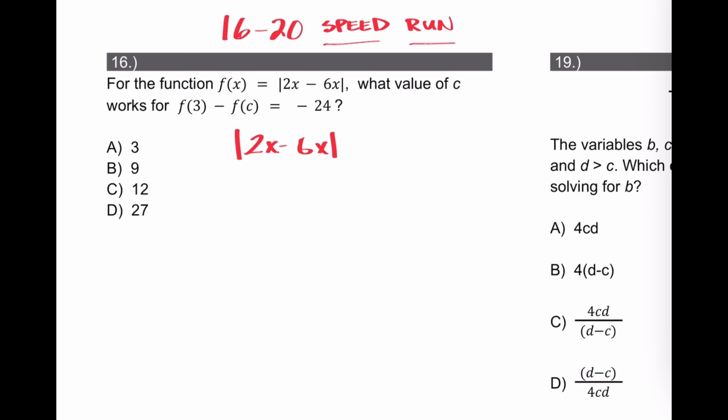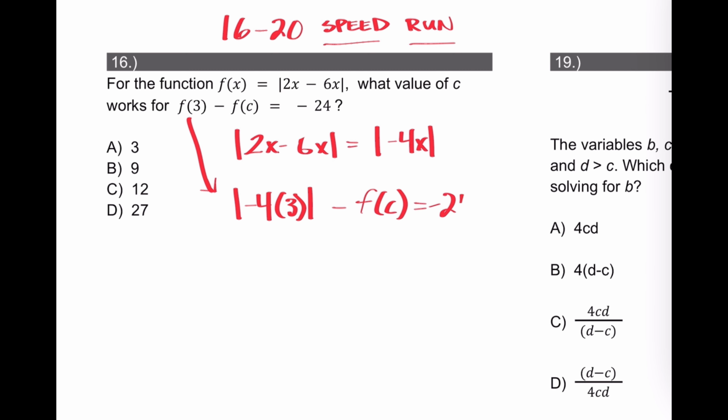Number 16 says, for the function f of x equals absolute value of 2x minus 6x, what value of c works for f of 3 minus f of c equals negative 24? I would first start by simplifying the expression here to just the absolute value of negative 4x. And let's think about what are they looking for here. This is actually f of 3 would be negative 4 times 3 minus f of c equals negative 24.